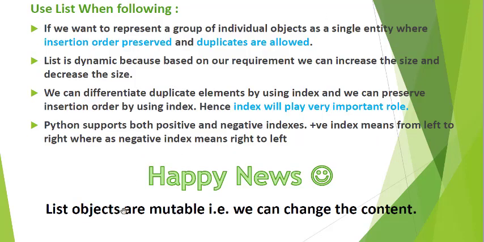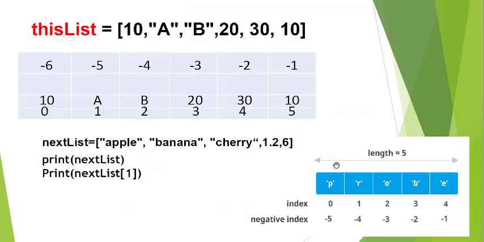List objects are one important thing, that they are mutable, that we can change the content. Consider this as a list. So we've got a 10, we've got A, we've got B, we've got some numbers. Now we can index them positively or negatively. If you say positive, this is the 0, and the last 10 has the 5. But if you come from the reverse order, the last 10 will have -1, and then the beginning 10 will have -6. So we can have strings in it, and we could have floating point numbers with integers because it's heterogeneous, right?